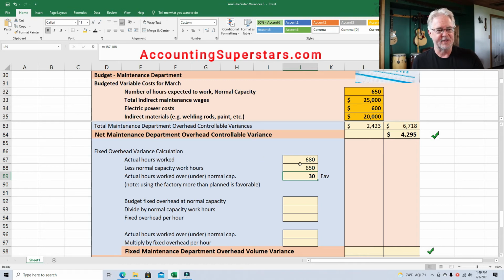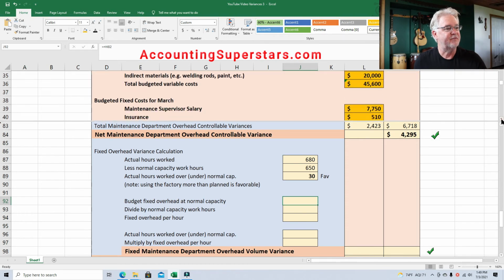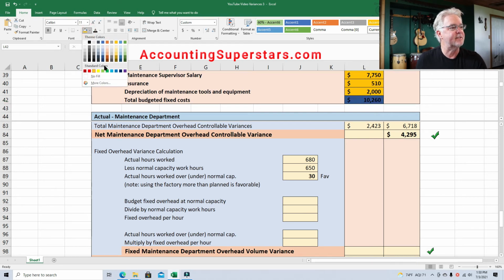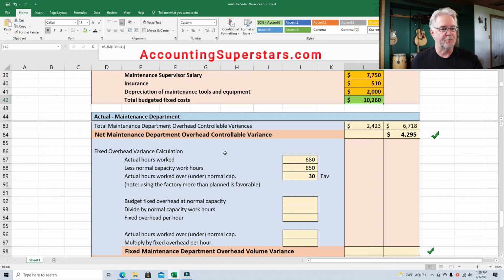Still holds true that since the actual hours worked is greater than the normal capacity, we're going to consider that favorable for purposes of these variances. Budget fixed overhead at normal capacity. So the fixed overhead at normal capacity, let's find that. Here it is, right here. It's 10,260. I'll put it in a different color so it stands out a bit. A real pretty green color.